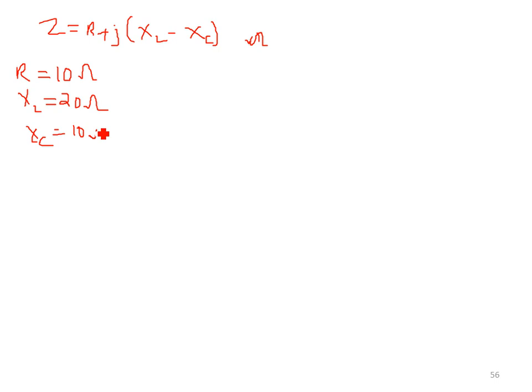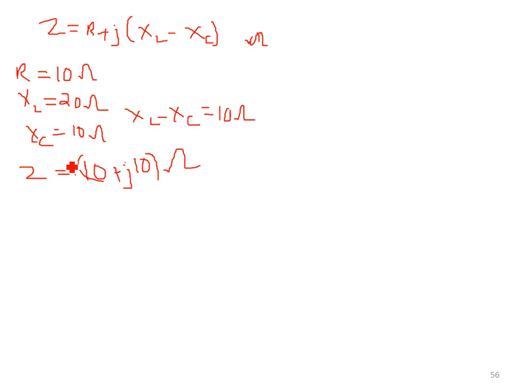Now, what is XL minus XC? XL minus XC is 20 minus 10, so it is 10 ohm. Therefore, we can write Z is equal to R, that is 10, plus j10 ohm. So, it is equal to 10 plus j10 ohm, because XL minus XC is 10.